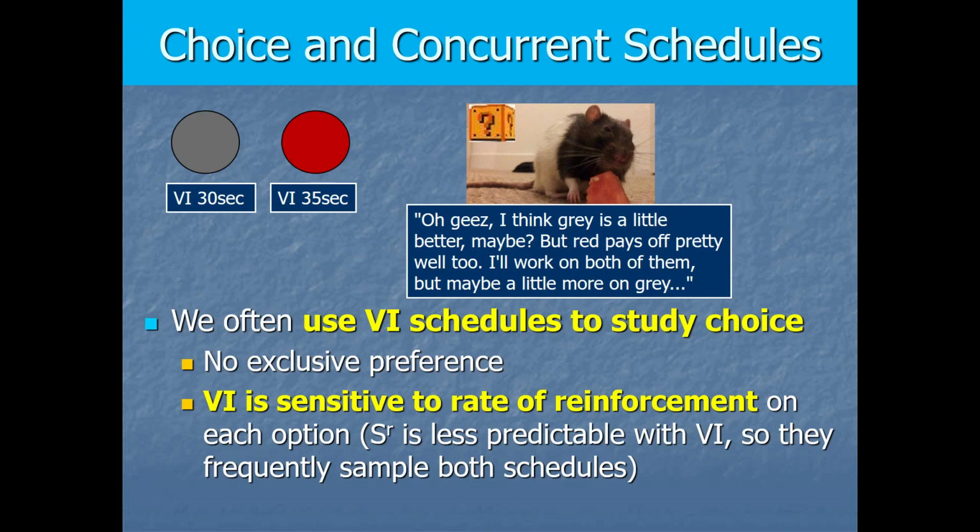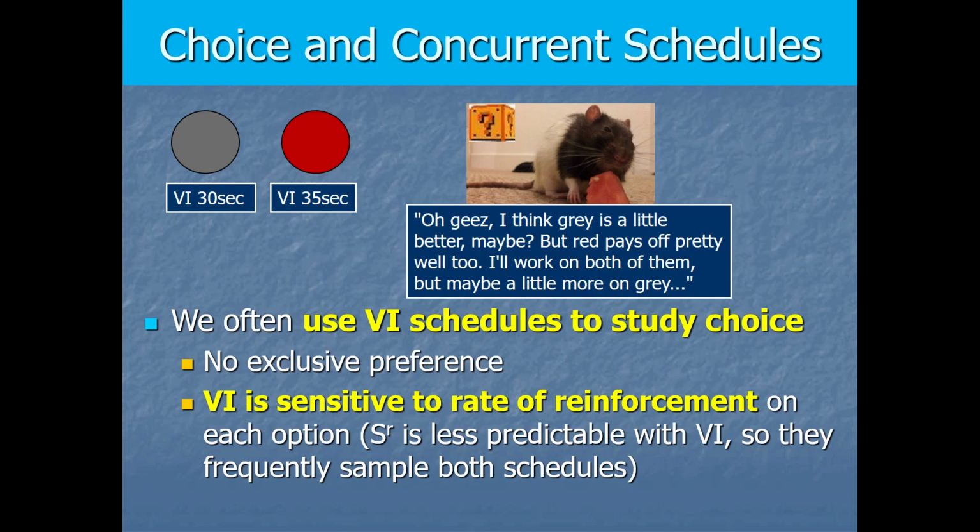So VI schedules, they're the most commonly used to study choice behavior in the lab, like by behavior analysts. It's nice since individuals don't exclusively choose one side, right? Because it pays off to do both sides, at least sometimes. And the fact that they're sampling both sides fairly regularly means that with VI schedules, they're sensitive to the rate of reinforcement on each option. And if things change, they can learn and they can adjust their behavior to those changes in reinforcement. So we can study that as well. Basically, in this kind of setup, the reinforcer is less predictable with VI schedules, so they frequently sample both schedules to learn them. Now, that's the main thing I want to talk about in this video.